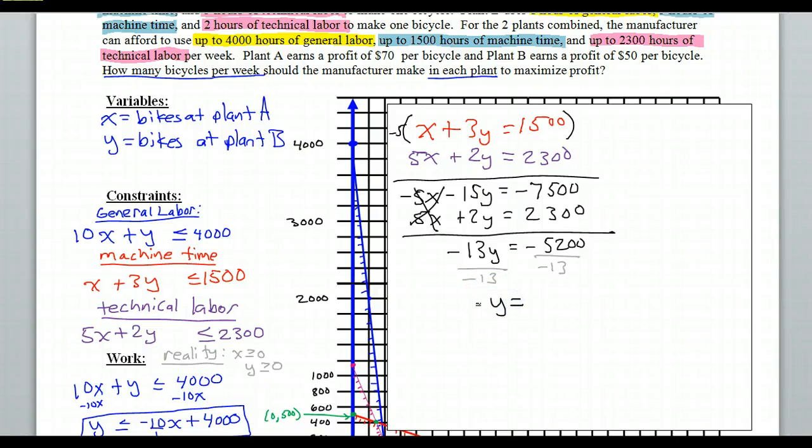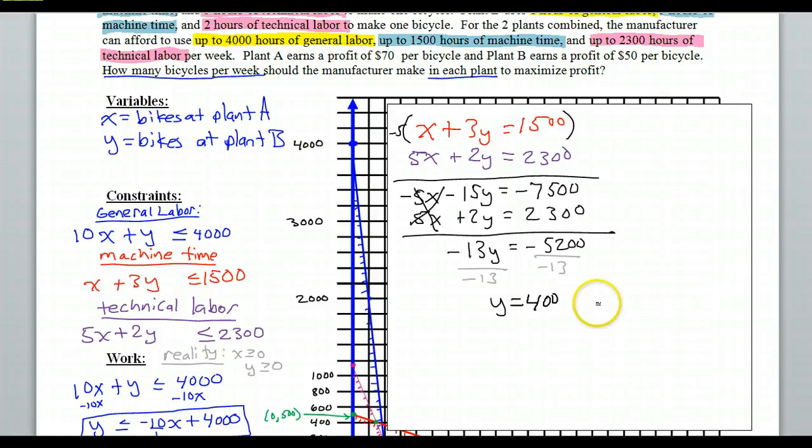Get y equals 400. Okay, that means the y value of this point here is 400. Remember, we're doing the red and the purple. That means we're trying to see where the red line and the purple line meet. So the y value is 400, which looks about right.